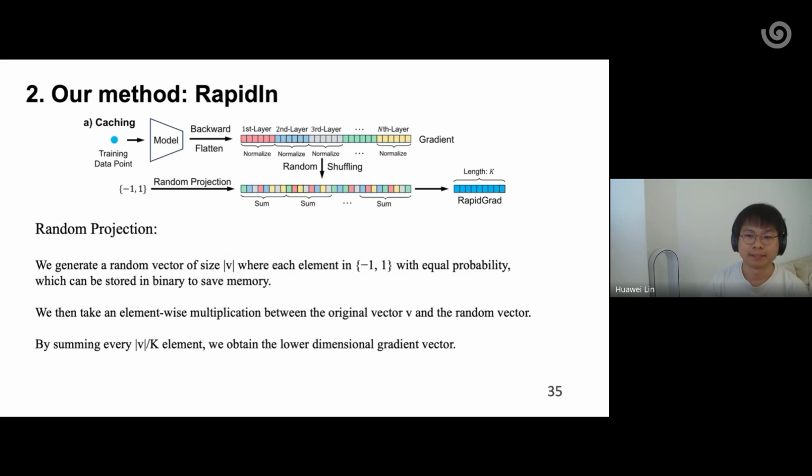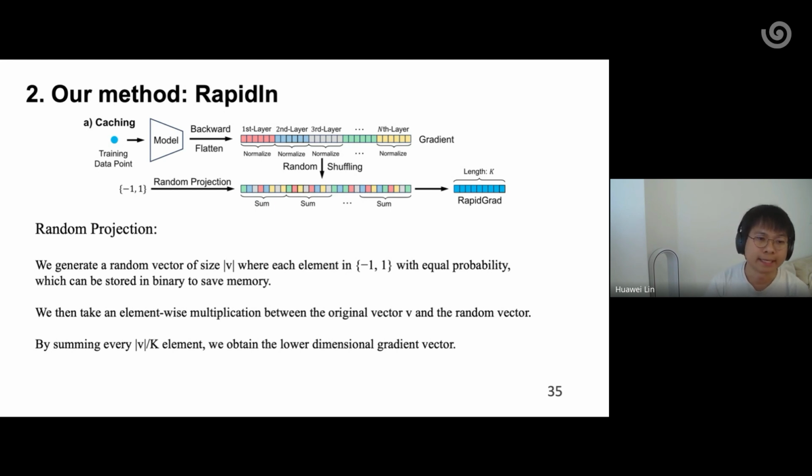And then is the random projection. We first generate a random vector of the same size as the gradient vector, where each element is -1 or 1 with equal probability, which can be stored in binary to save more memory.